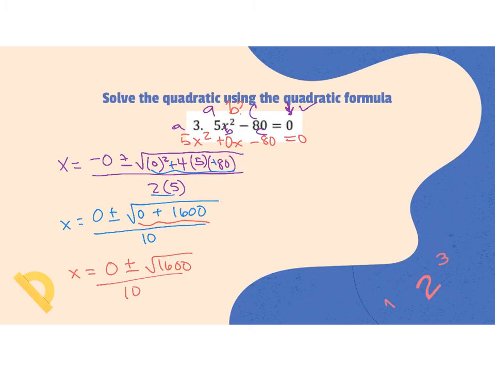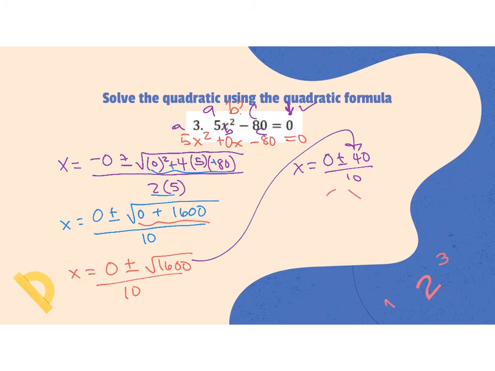All right, to the top. So square root of 1,600 is going to be 40. So I have x equals 0 plus or minus 40 all over 10. Now, you may be thinking, oh, I don't need to split that. That's a 0. But there is a difference between adding 40 and subtracting 40. So you actually do need to split it here.